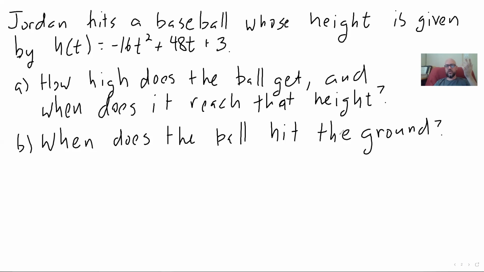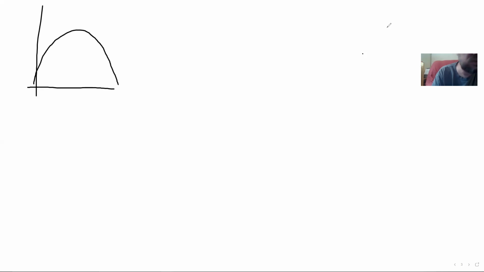So you might say to yourself, how can I tell how high the ball gets based on this? Well, here's how you can tell. This is a parabola. It opens downward because it's got a minus in front of this. And so we actually know how to find the highest point of something like that. Parabolas are going to look something like this, and your highest point's at the vertex. So to find how high it gets, we just have to find the vertex and plug in for h.